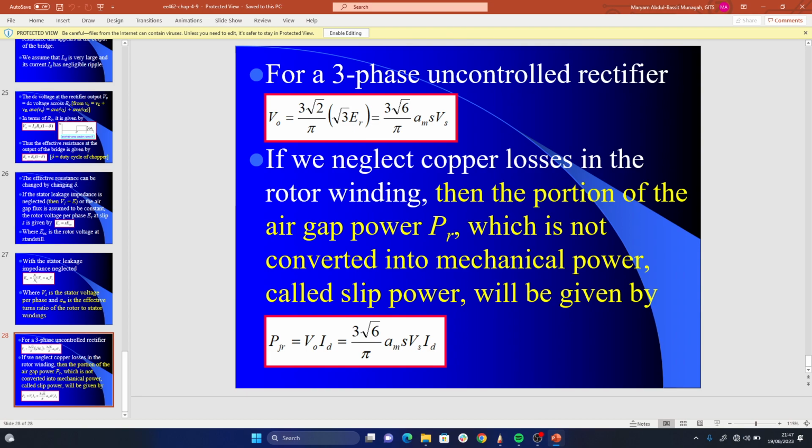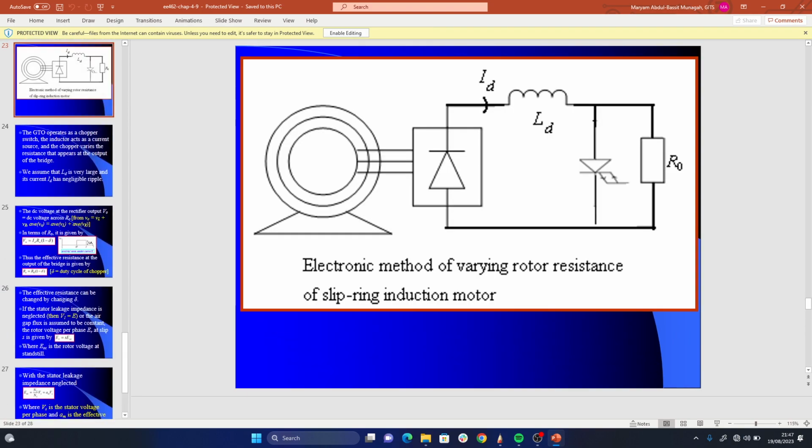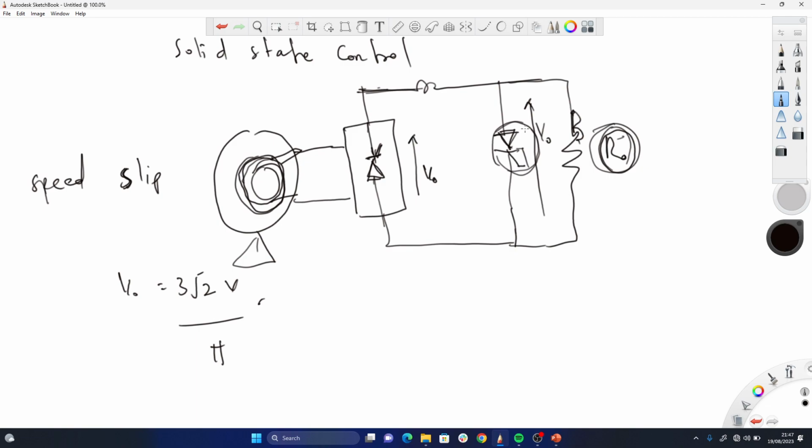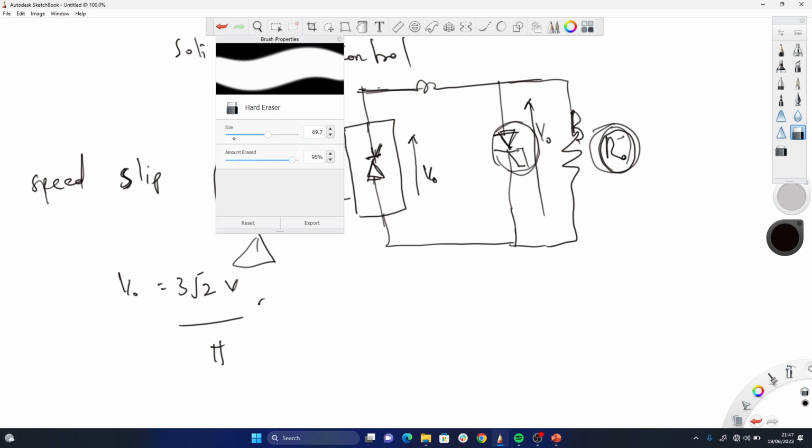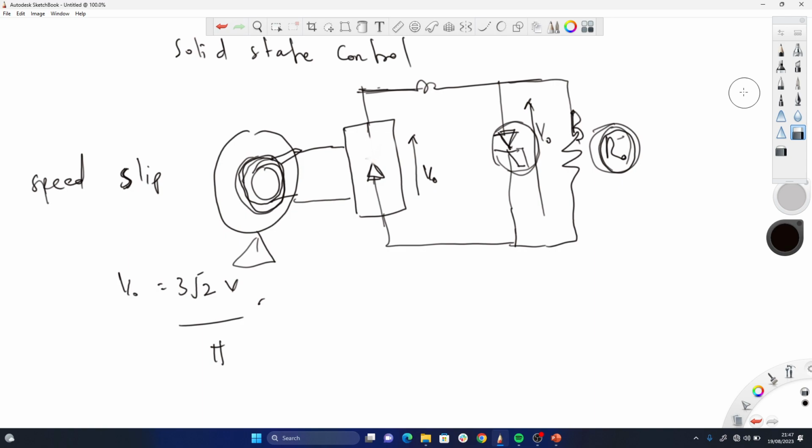So I don't think it's fired. It's not fired, so there's no cos alpha. So let me clean it. So it's like this. Yeah, so V naught is equal to this. It's 3 root 2 V over pi.